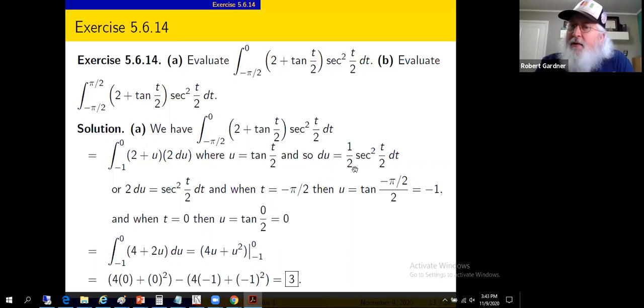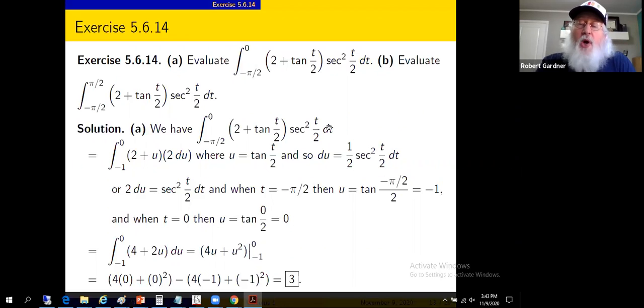I didn't draw the little arrow and the square brackets and all of that, because we're near the end and maturing in this procedure. You pick up a 1/2, and it's a chain rule that puts it there. So we get du equals this. Let's get the 2 out of the way and move it to the other side. Is 2 du equals secant squared t over 2 dt.